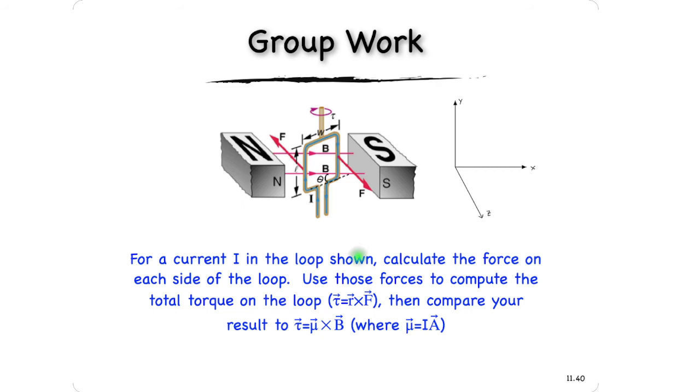And I would like you to do basically what I just did, which is to first calculate the force on each of the four sides of this wire. So we'll use a width of W and a length of L for the size of our wire. And once you have the force on each side, compute the torque using R cross F. And then compare your results to what you get when you use torque equals mu cross B, where mu is IA. And see if you get the same results. And if you work in a group, you can split up the work so that you each attack it from a different direction and see if you get the same results.